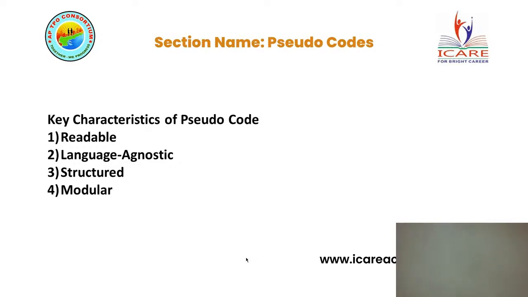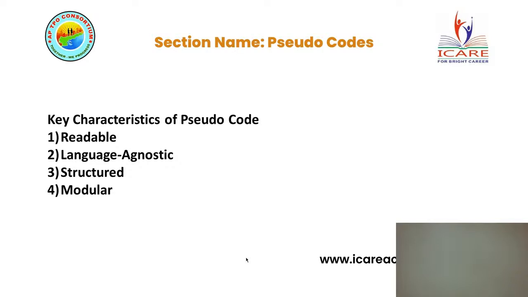First one is readable. Readable means it is in a readable format which can be easily understood, with simple English words, simple English keywords, whatever we use in our daily life. The second one is language agnostic. Language agnostic means it doesn't depend upon any programming language. It may be C, C++, Python or Java, whatever the language, it doesn't depend on it. A pseudocode is nothing but just a functionality, it doesn't depend on syntax.